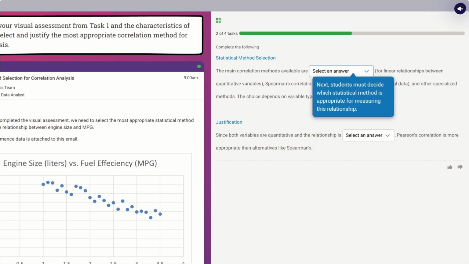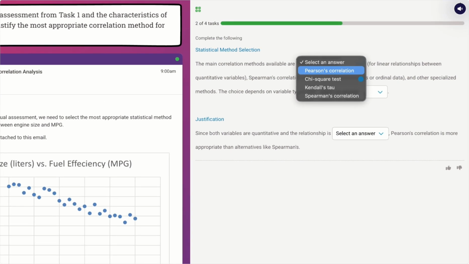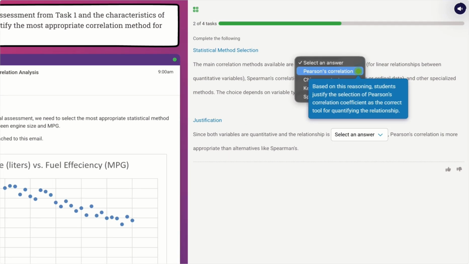Next, students must decide which statistical method is appropriate for measuring this relationship. They evaluate the data characteristics. Both variables are quantitative and continuous, and the scatter plot suggests a linear association. Based on this reasoning, students justify the selection of Pearson's correlation coefficient as the correct tool for quantifying the relationship.